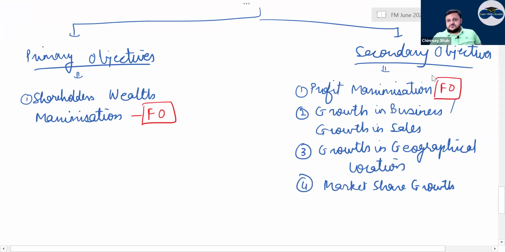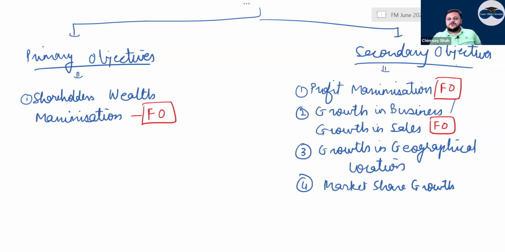Increase in sales. Correct? Sir, first it was 1 million, now it is 2 million. Can you measure it? Tell me. Yes. Is it financial or non-financial? Tell me. Financial. Sir, geographical location. Correct. Sir, first we were in 2 states, now we are in 4 states.